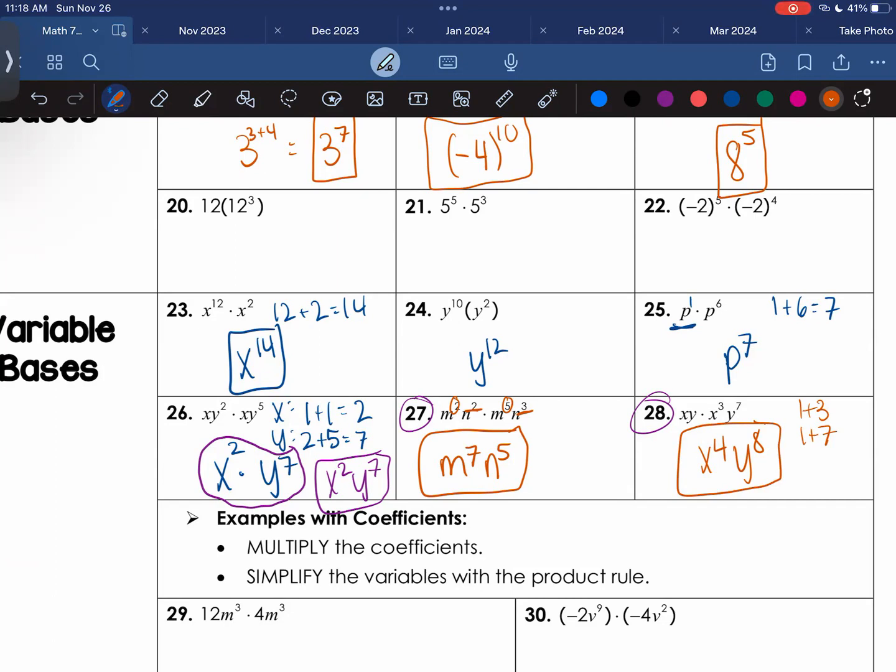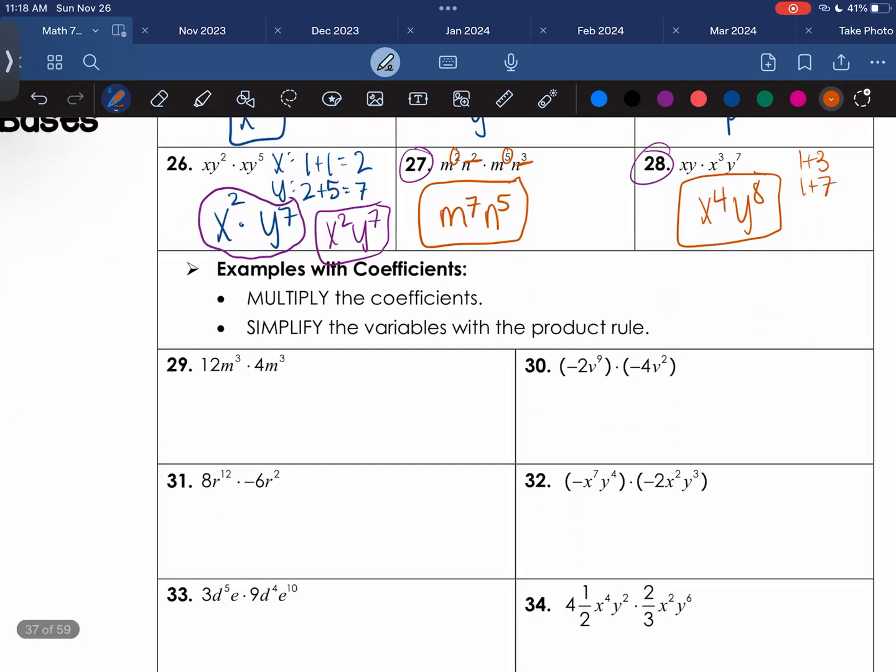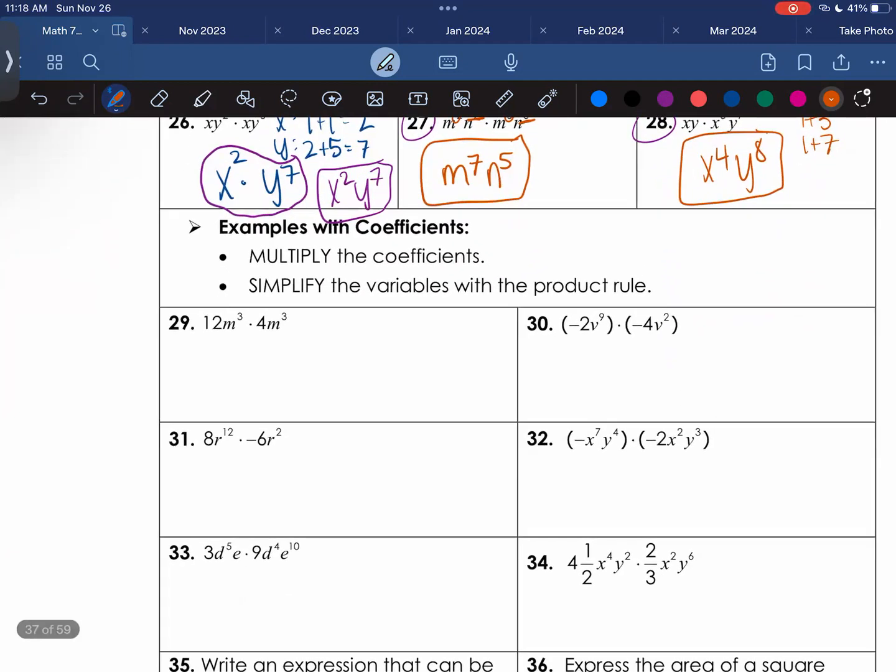All right, so now let's move on. We're going to put everything together. Let's do some examples where we have coefficients with our variables. All you have to do is multiply the coefficients. Remember, coefficients, that just means to multiply the numbers that you see. Then you'll simplify using the product rule, which is what we just did above.